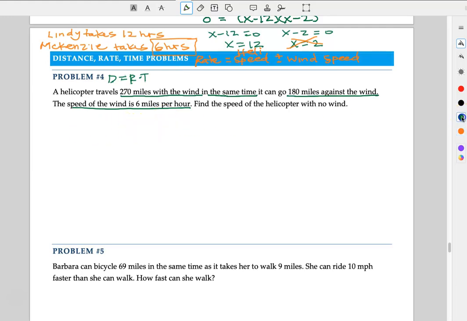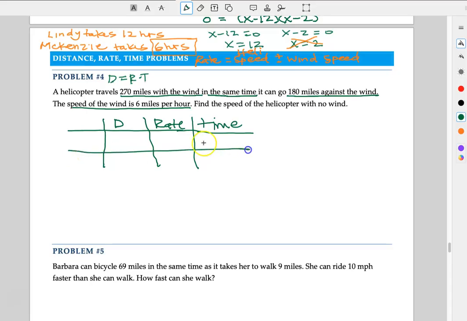So when we're setting this up, I set it up in a chart last time too, just to organize that information. Sometimes it's helpful to have that. All right, and then we're dealing with two different things here. We know that there's with the wind, and against the wind. All right, so let's see what we know here. Let's just start with the top one, with the wind.